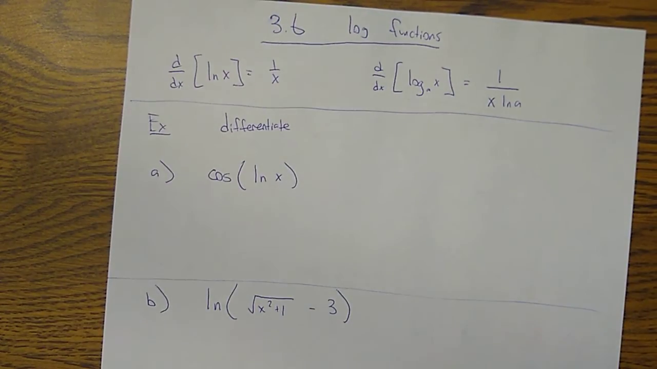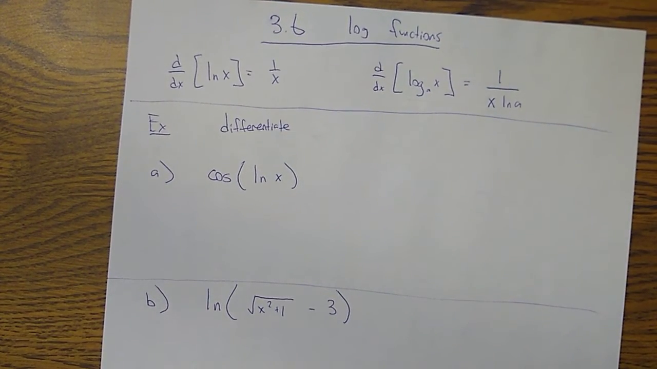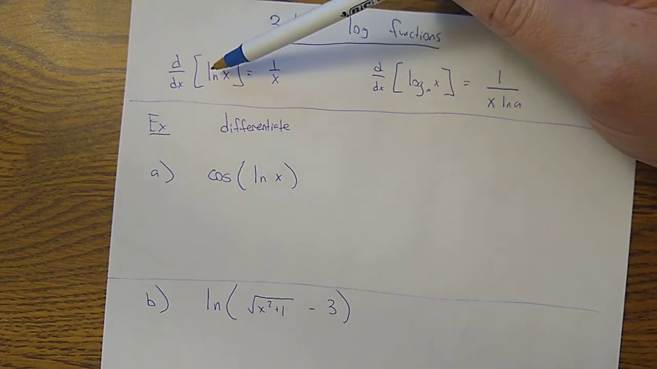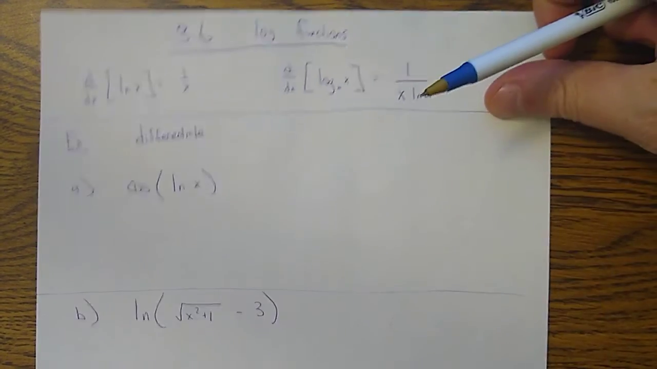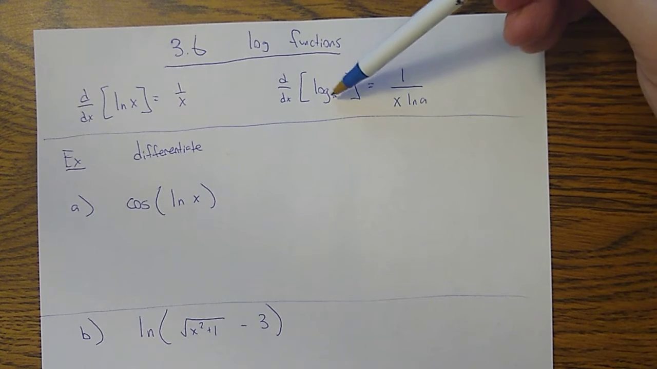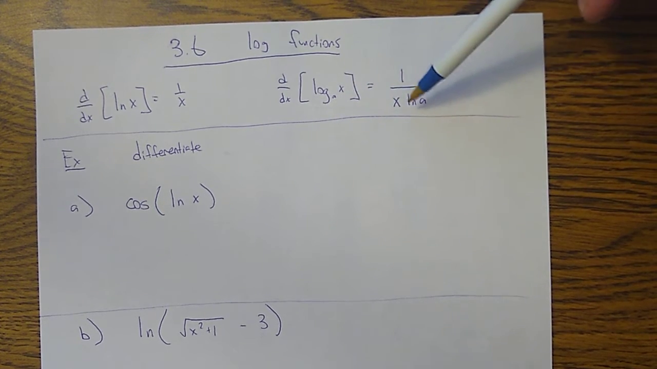Okay, so here's 3.6. This is about derivatives of log functions. The most important one is natural log. The derivative of natural log x is 1 over x. In case you have to find the derivative of a different logarithm, like log base 2 of x or log base 10 of x or whatever, this is the formula.